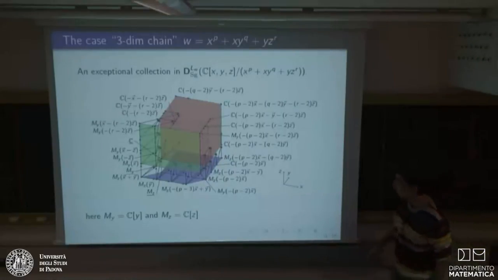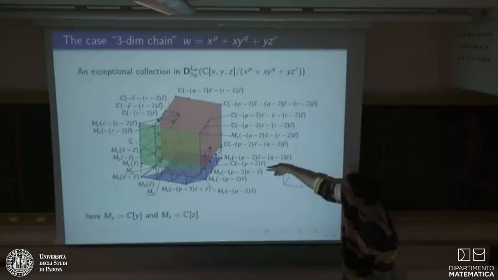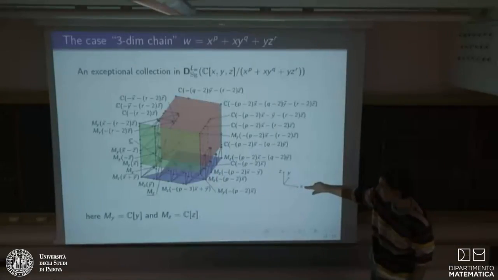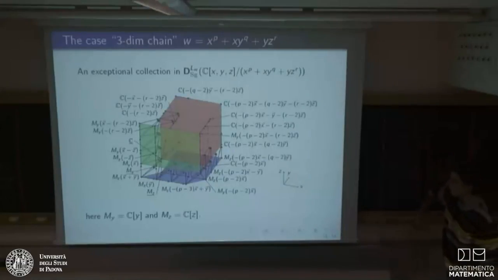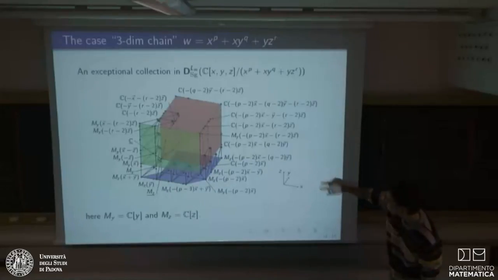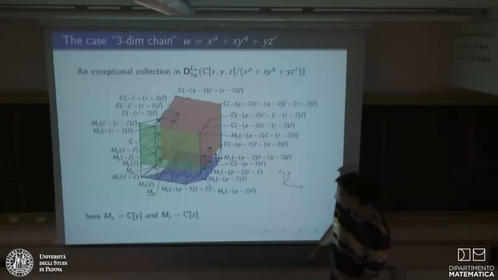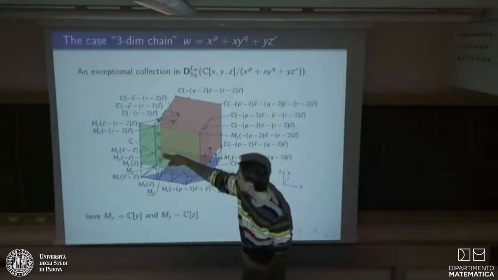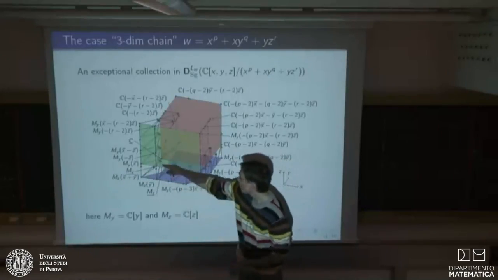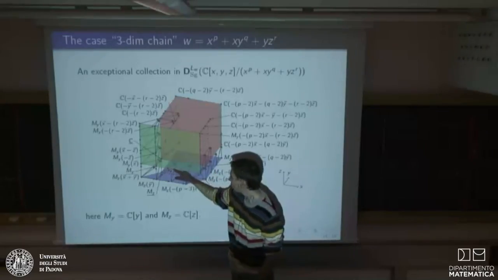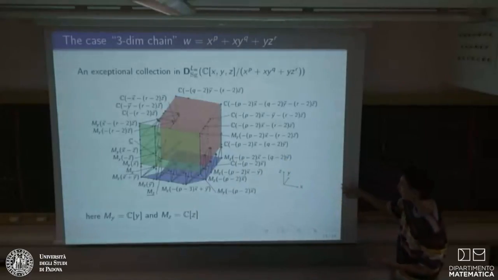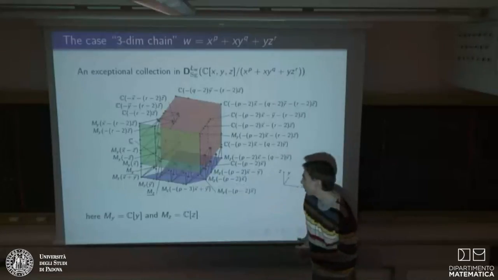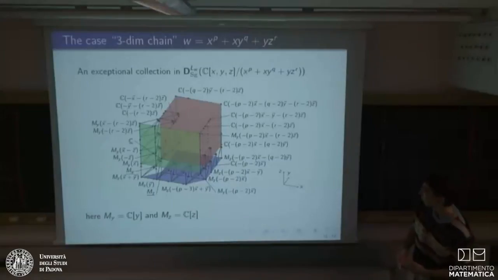So the red cube just consists of the C module shifted by the appropriate grading, so that when we move along the x-axis, we shift by minus x, and similarly for the others. And here we have m_y, and all the other green part consists of shifts of m_y. So here is just m_y, and then when we move to the right along the x-axis, we also shift by minus x. And when we move to the left, we shift by plus x, and so on. And the blue part consists of shifts of m_z.